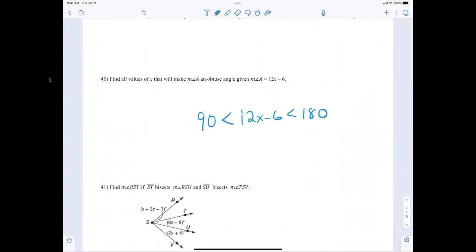And now that's just algebra from last year. All right, so to solve that from last year, we just add 6. So we would say 12x is less than 186 and 96. And then we have to divide by 12. So x is greater than 8. But it is less than, what is that, 15? Well, I don't think it goes evenly, right?